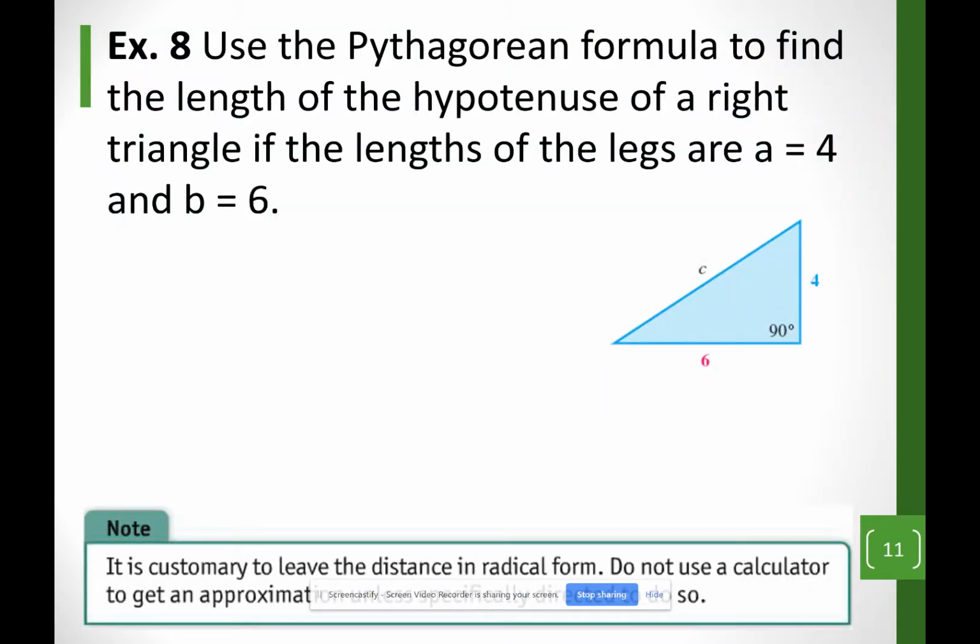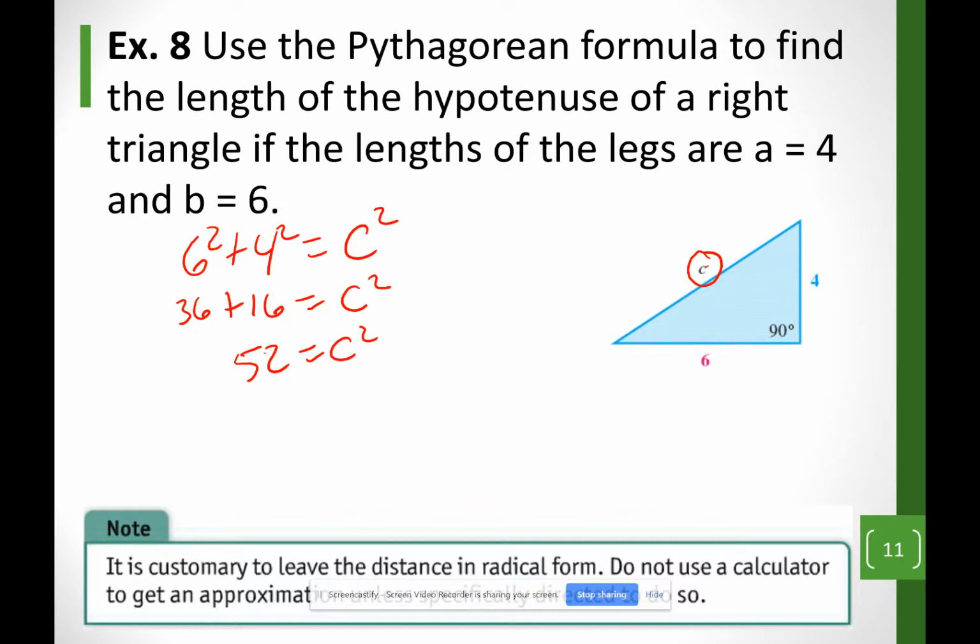So here, use the Pythagorean formula to find the length of the hypotenuse of a right triangle if the lengths of the legs are 4 and 6. My biggest side, it's that one. So that's what I'm going to have by itself. So let me just write this as 6 squared plus 4 squared equals c squared. Basically, I have that 36 plus 16 is equal to c squared. I know 36 plus 16 is 52.